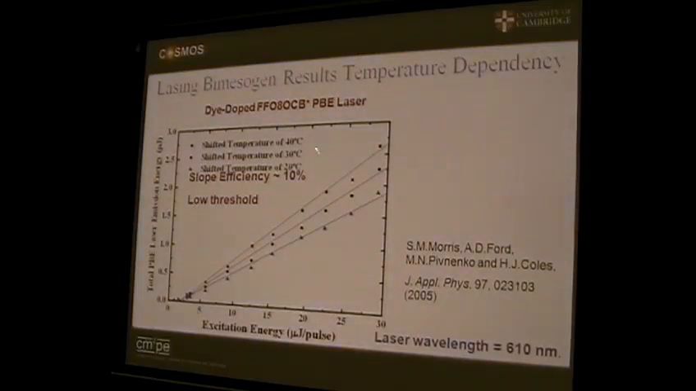Again, this is just to show you that this is one of the bimesogens. If you change the temperature, you change the order parameter. Sure enough, as you go down in temperature, the slope efficiency increases. For this particular material, the difluoro compound with a cyanobiphenyl at the other end, so it's the non-symmetric piece, you already get a 10% slope efficiency. In other words, you're getting 1/10 of the light out that you put in.